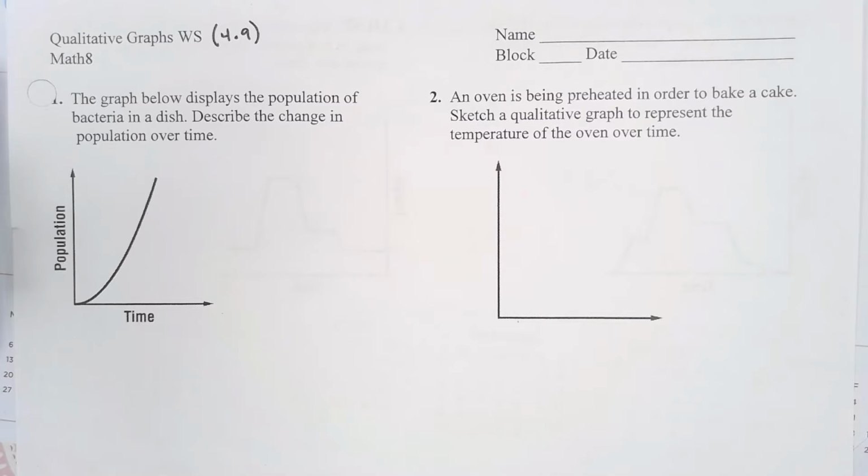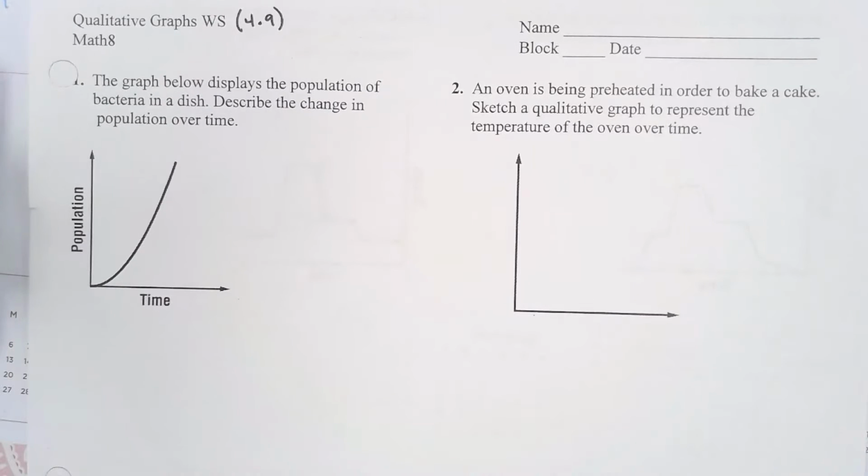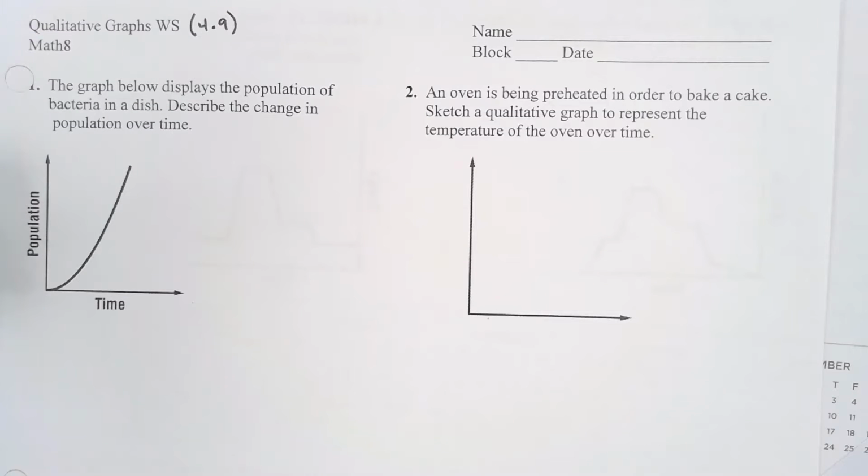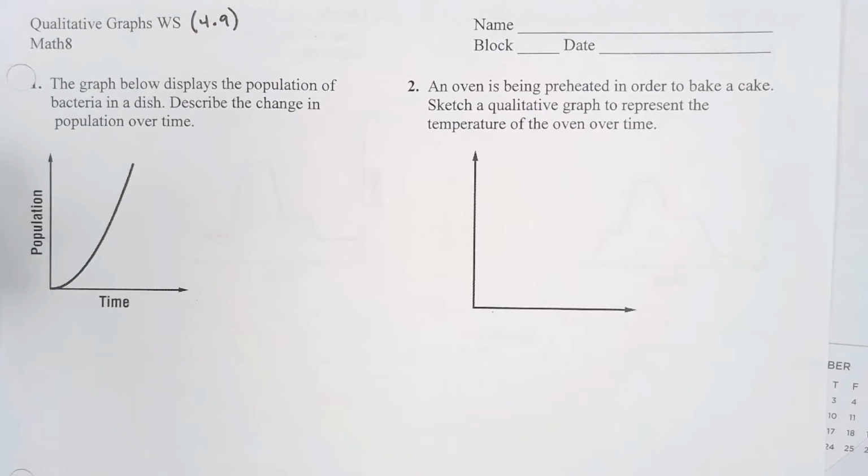Hi there. Today we are going to review qualitative graphs. Okay. So the more that we practice these, the better you will get at them. So that's why we are just going to review this. So for number 1, it says the graph below displays the population of bacteria in a dish. Describe the change in population over time.